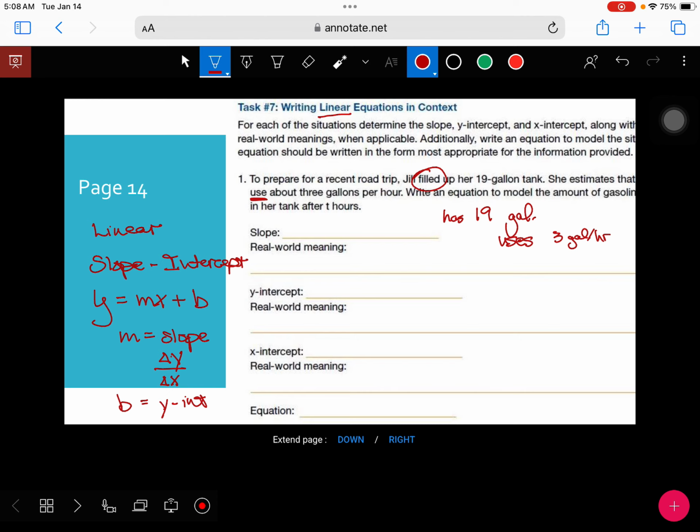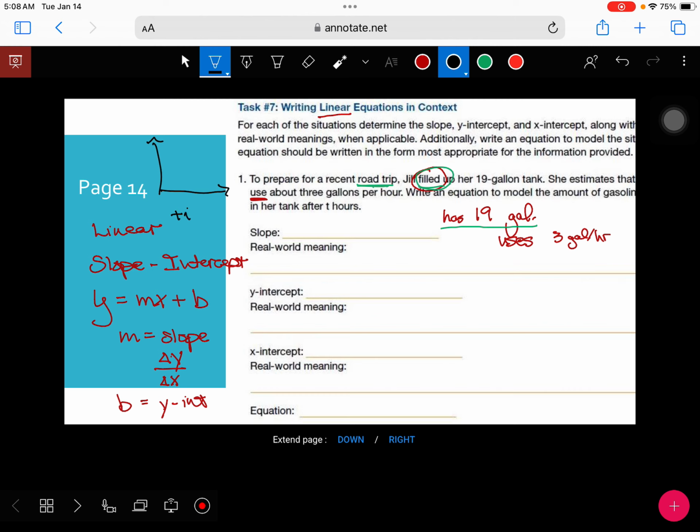As I look at this, and when she has 19 gallons of gasoline because she had just filled up her car, that is the amount of gasoline she has in the very beginning before her road trip. Okay. What would that be in terms of a graph? So, in terms of a graph, we're looking at something like this. You know, here is time, probably down here.